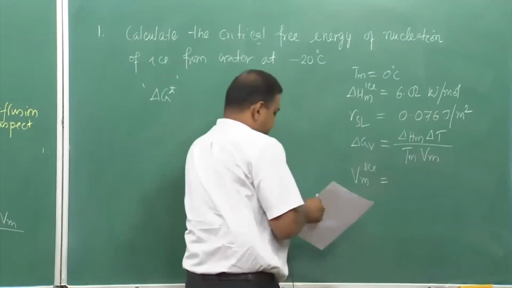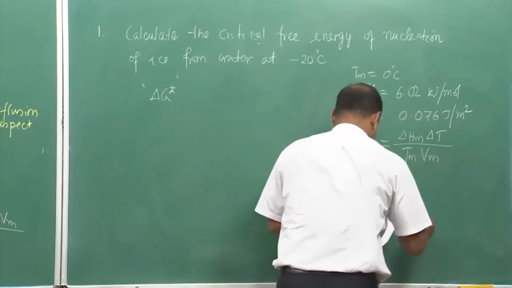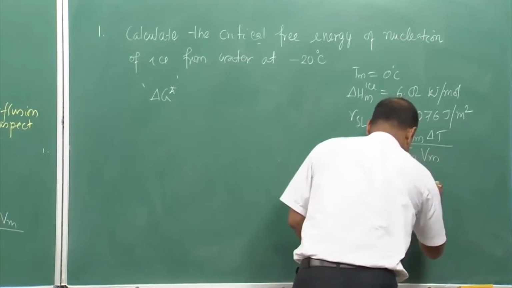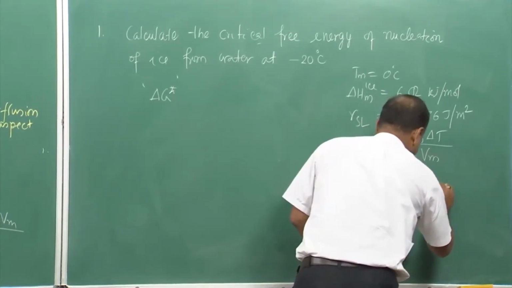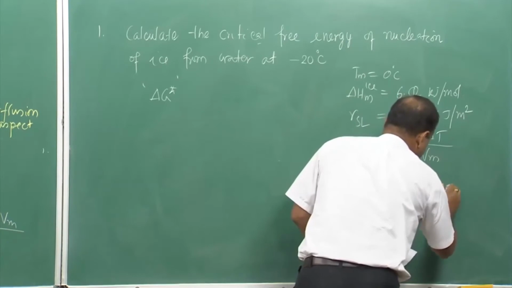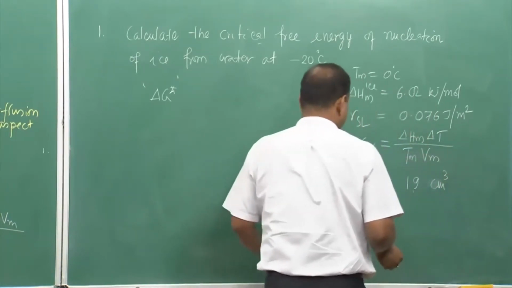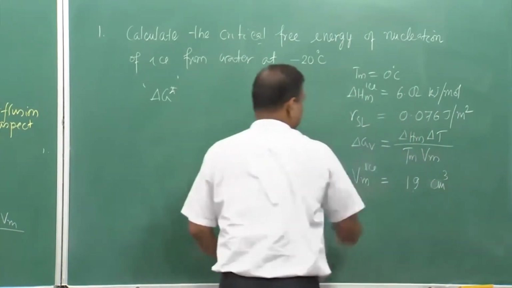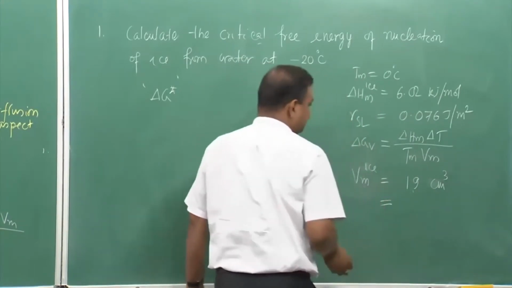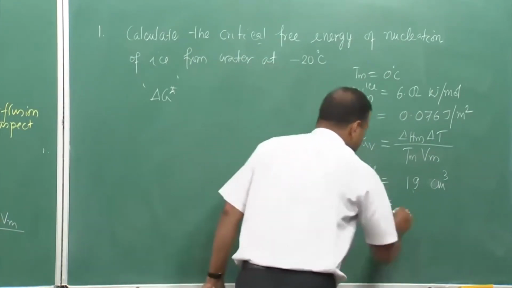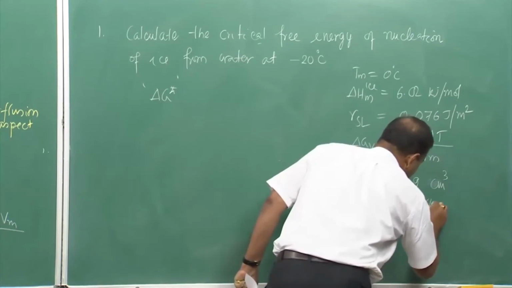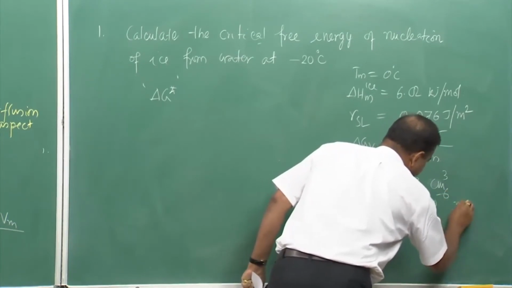So, this Vm is 19 centimeter cube per mole. This is per mole. So, now we can convert into meter cube. So, 19 into 10 to the power minus 6 meter cube per mole.